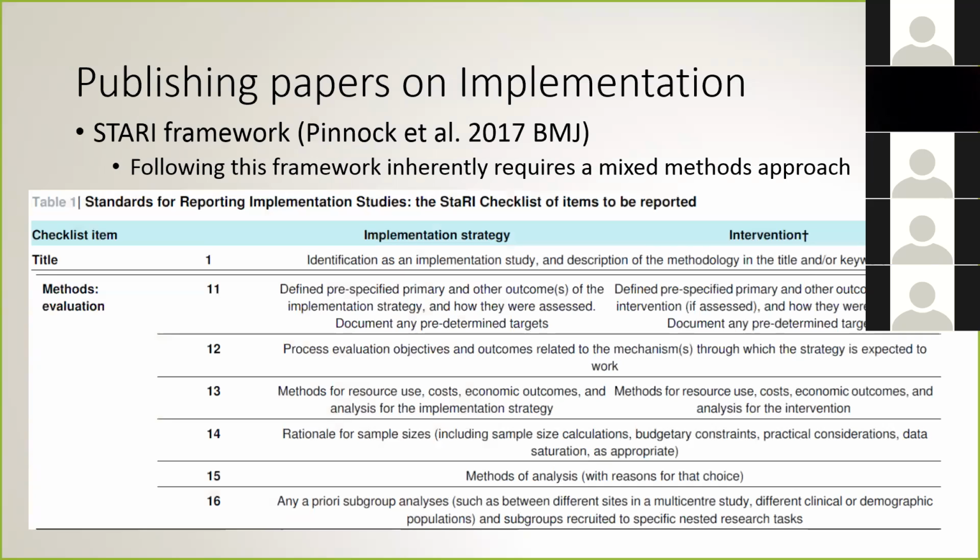What are you doing? Are you doing audit and feedback? Are you doing practice facilitation? Are you providing group training? All the things that you often as the researchers are doing to try to get the clinical intervention actually delivered.